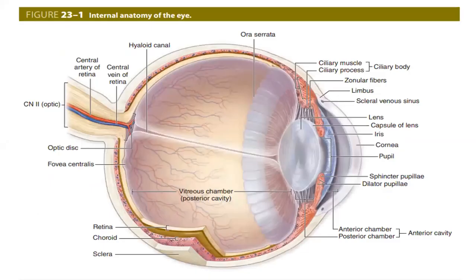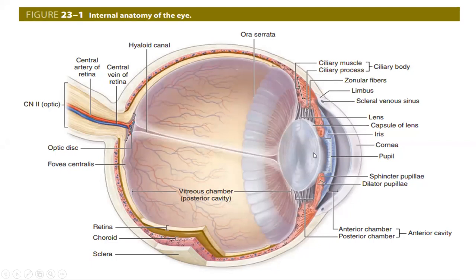So this is the internal anatomy of the eye. You can appreciate the basic structure of the eyeball. As I told you, there is an outer tough fibrous layer. This outer tough fibrous layer is mainly made up of two parts. The posterior 5/6 part is made up of sclera, and the anterior 1/6 part is made up of cornea.